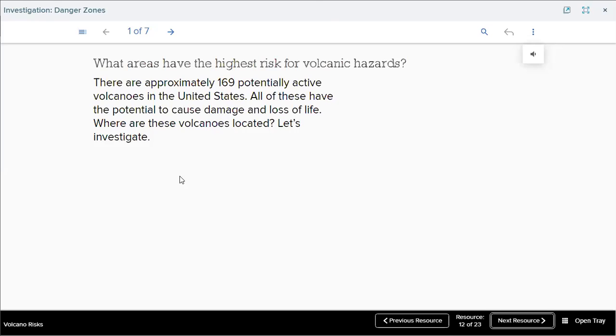So the United States only has approximately 169 potentially active volcanoes. All of these have the potential to cause damage and loss of life if the volcano is activated. So if a volcano is activated, it will cause much harm and can kill all the people found inside this area and the surrounding area also. So, let's investigate now where these volcanoes are located.